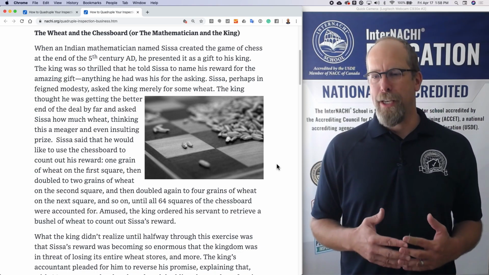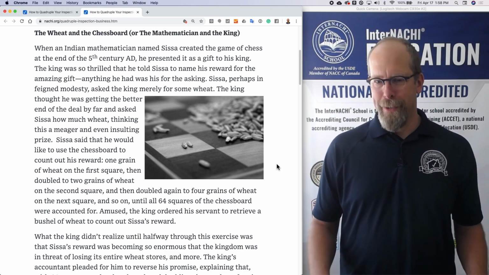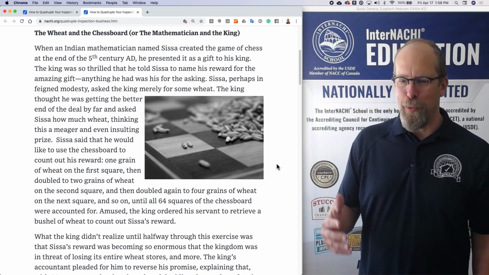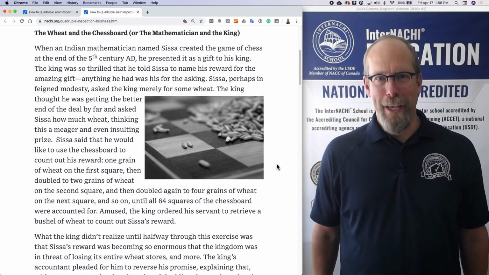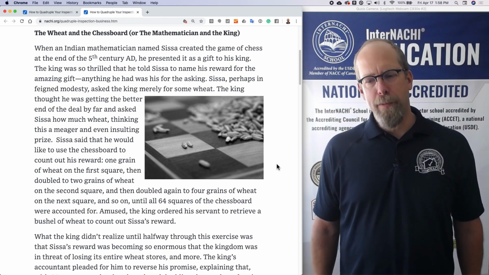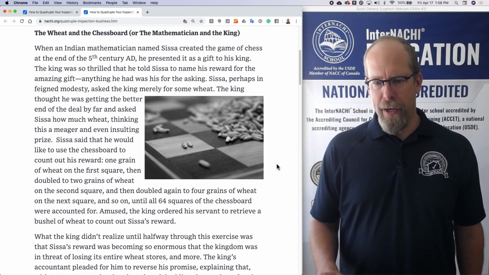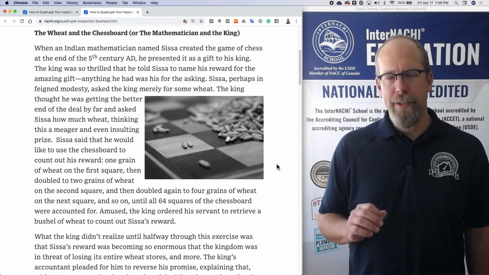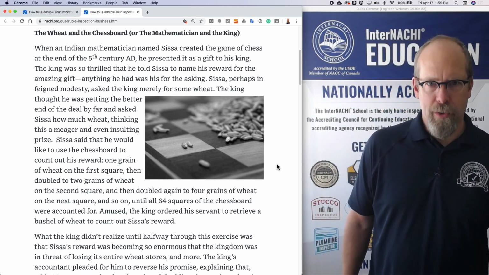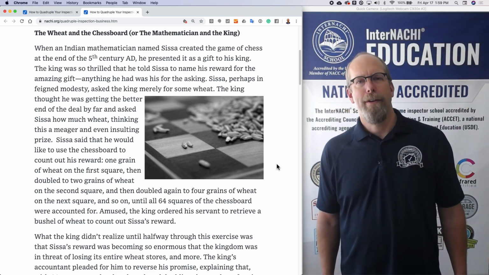Anything he had was his for the asking, and Sissa asked the king merely for some wheat, and the king thought he was getting the better end of the deal by far, and asked Sissa how much wheat, thinking this a meager and even insulting prize. Sissa said that he would like to use the chessboard to count out his reward: 1 grain of wheat on the first square, and then doubled to 2 grains of wheat on the second square, and then doubled again to 4 grains of wheat on the next square, and so on, until all 64 squares of the chessboard were accounted for.